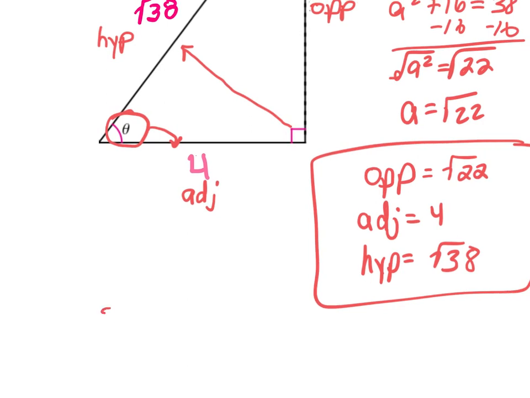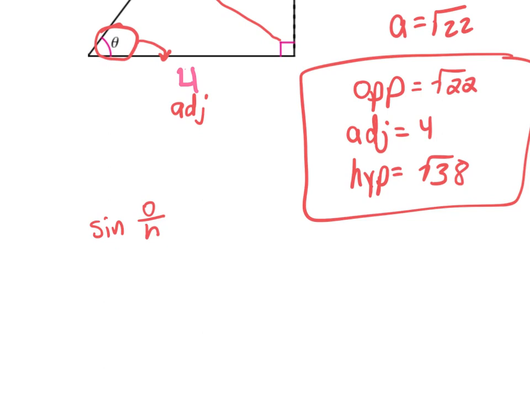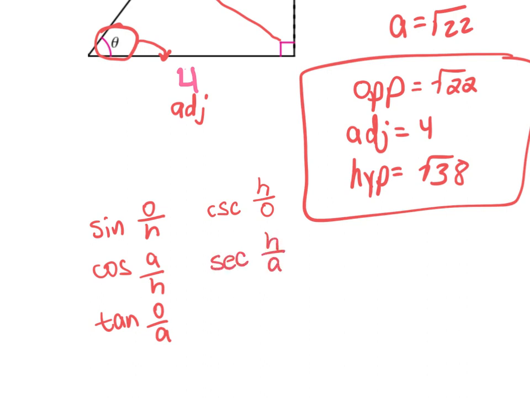So from this point, you guys should be able to find all 6 trig functions. Right? If I need to remind you, sine is opposite over hypotenuse. Cosine is adjacent over hypotenuse. Tangent is opposite over adjacent. Cosecant is hypotenuse over opposite. Secant is hypotenuse over adjacent. And cotangent is adjacent over opposite. So those are our 6 trig functions.